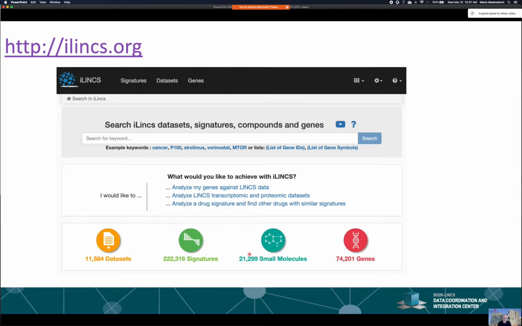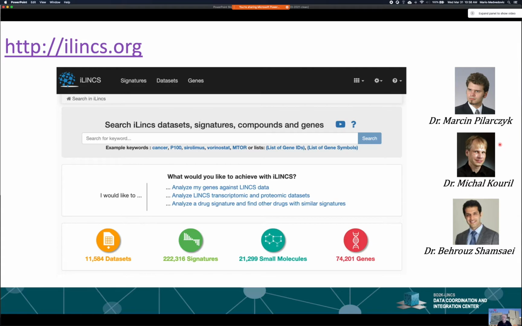There are signatures profiling effects of more than 20,000 small molecules, and this is obviously highly inaccurate. It's 74,000 because we actually have data on mouse, rat, and humans, right? So each of the same gene in different species is counted separately.